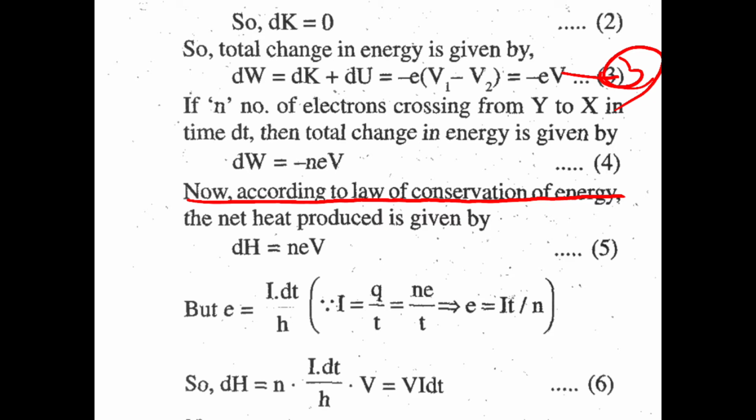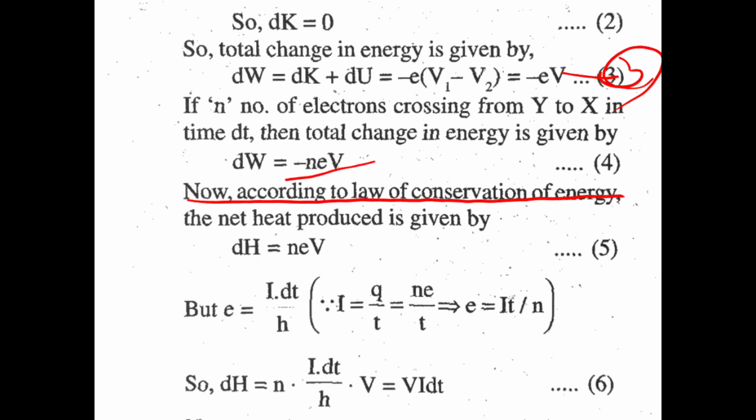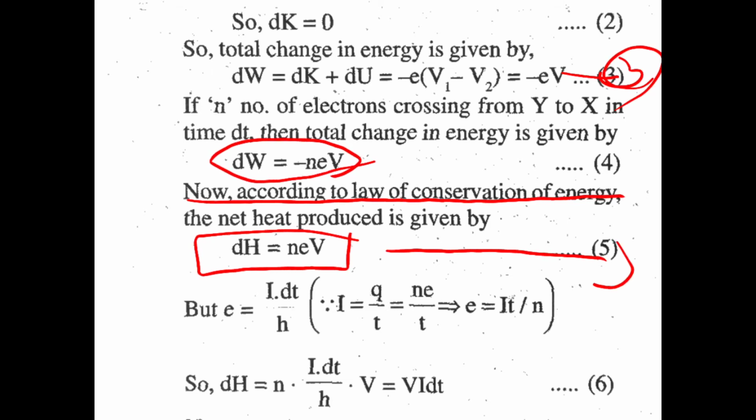So according to conservation of energy, we get that potential energy is lost, so it does not obey the conservation of energy. To obey the law of conservation of energy, the net heat produced is equal to the work done. So dH, the net heat, is equal to NEV. That is equation 5. Can you understand it?